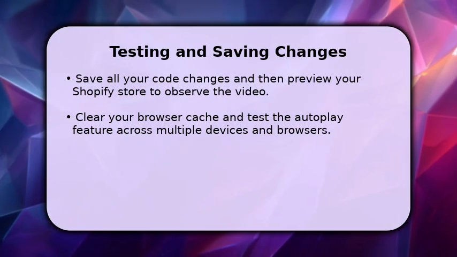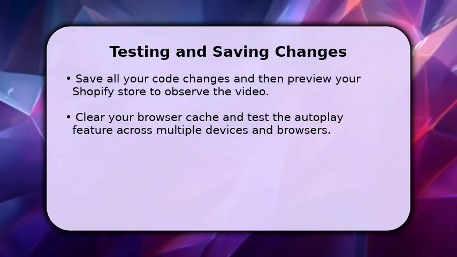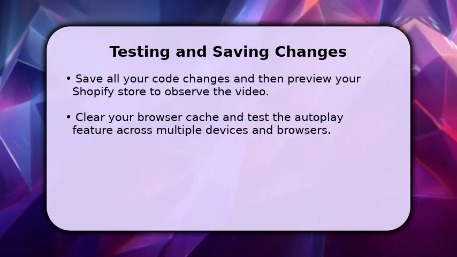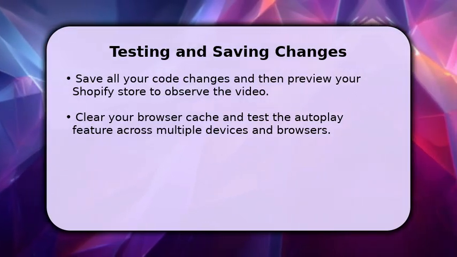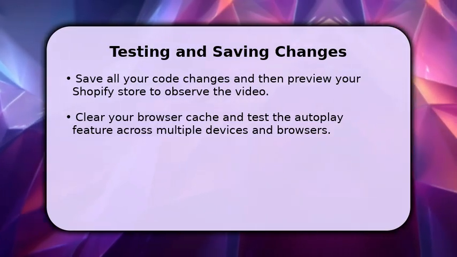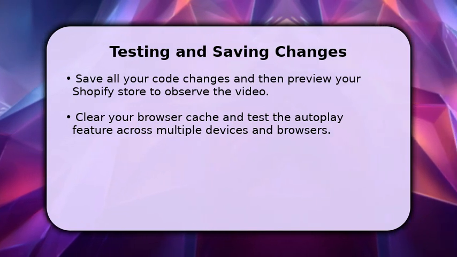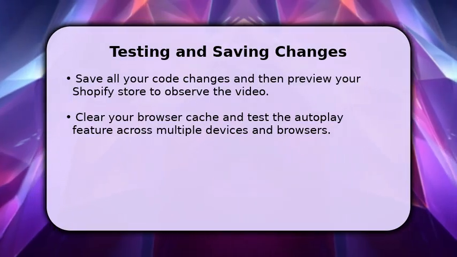After adding the attributes, it is time to save your changes. Click the Save button in the top right corner of the code editor. Then, navigate to your live Shopify store and preview the page where your video is located. It is crucial to clear your browser's cache to ensure you are seeing the most recent version. Test the autoplay functionality thoroughly across at least 3 different browsers and 2 mobile devices for optimal performance.